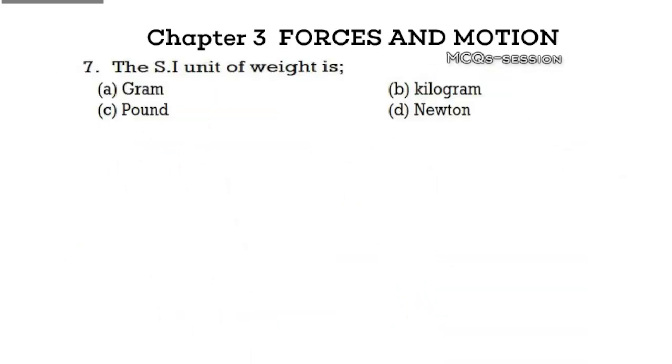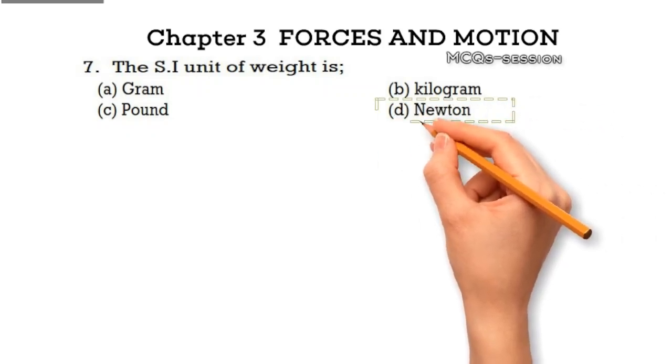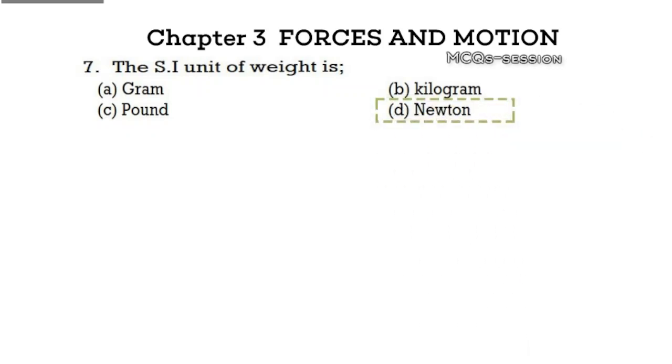Question 7. The SI unit of weight is: options: A, gram, B, kilogram, C, pound, D, newton. Pause the video and guess the correct answer. The correct answer is D, newton. Explanation: weight is a force, and in the SI system, force is measured in newtons, not kilograms or grams.